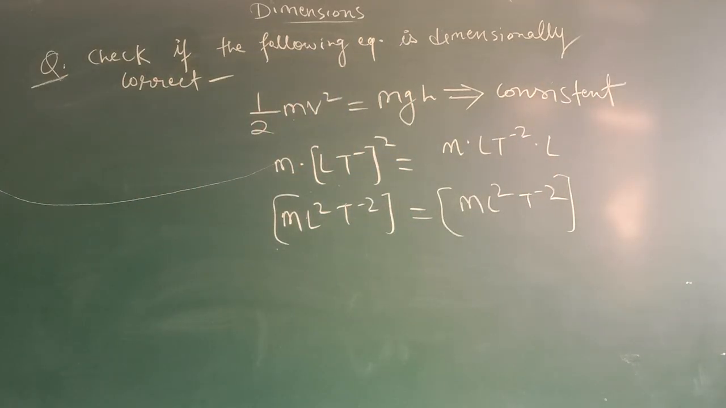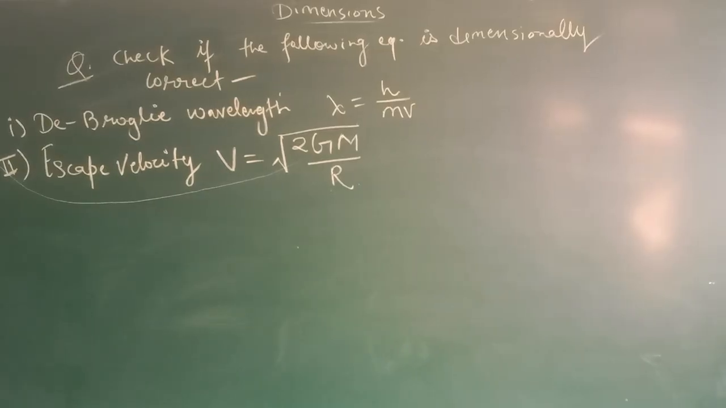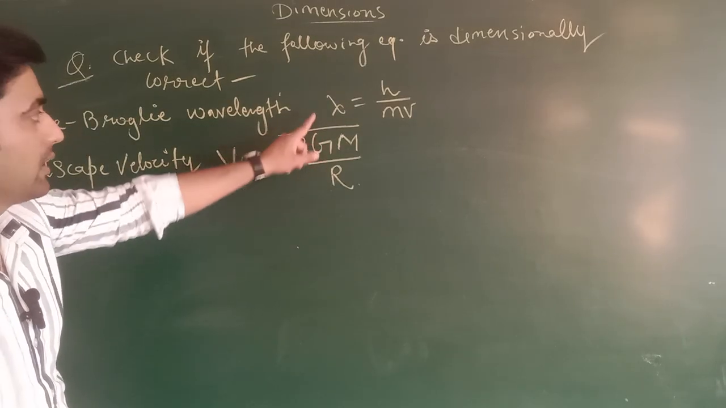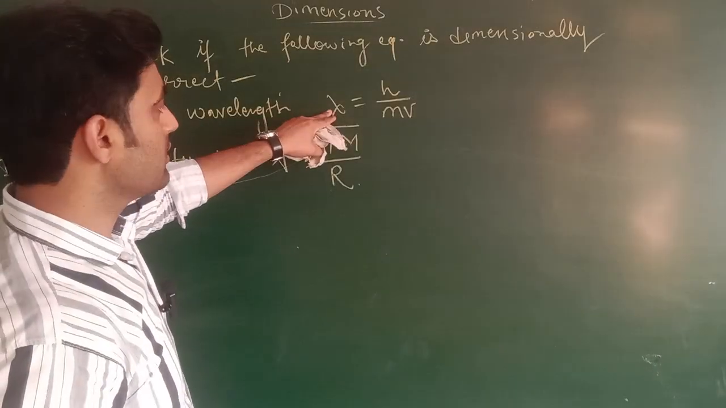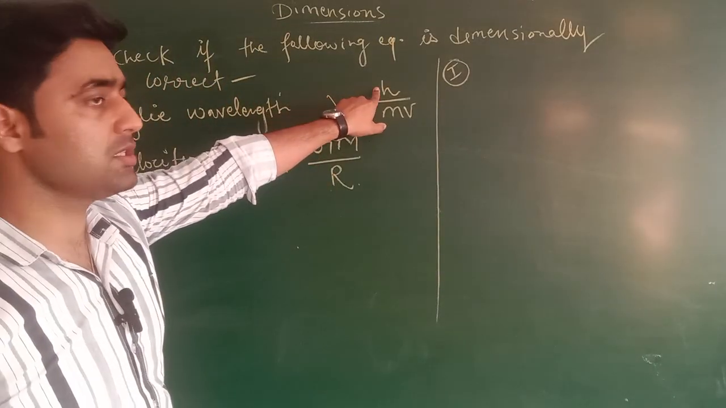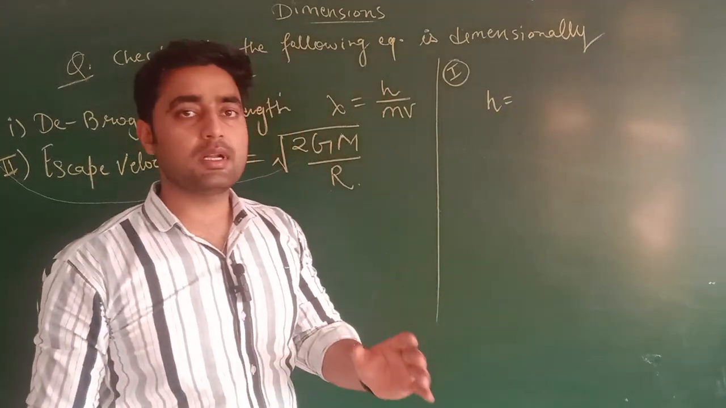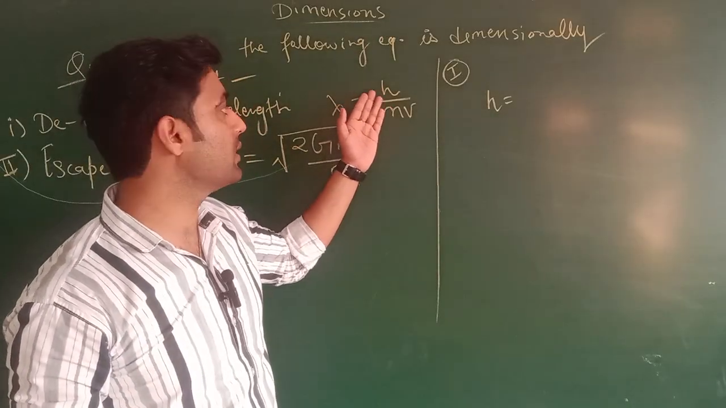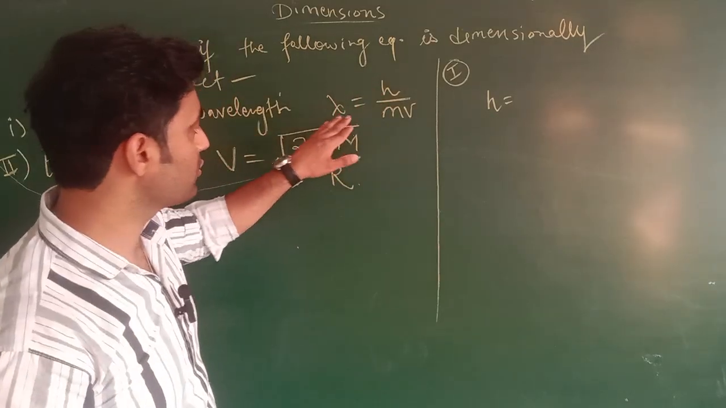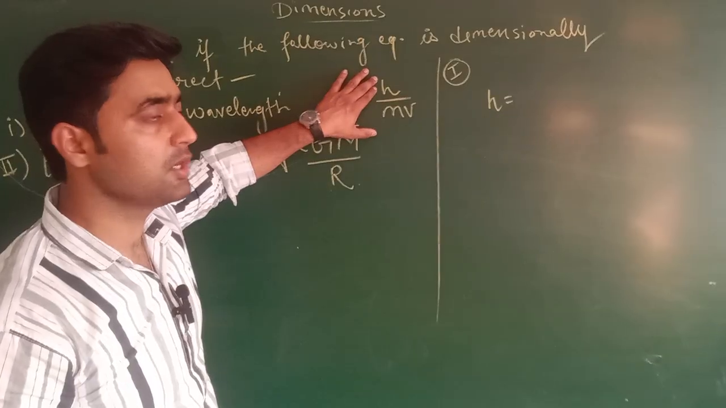Let's take one more question. Check whether both the equations are dimensionally correct or not. Are they consistent or not? Again, same process. Let's solve the first question. Lambda is wavelength and h is Planck's constant. First we will have to find out the dimensional expression of each individual physical quantity. In order to check whether the given equation is consistent or inconsistent, we should have an idea about the dimensional expression of Planck's constant h. So let's find out.